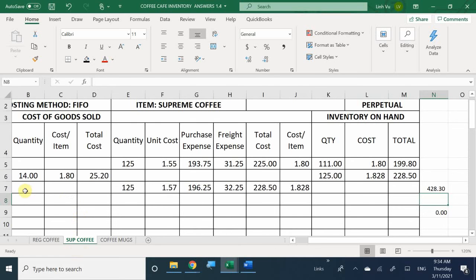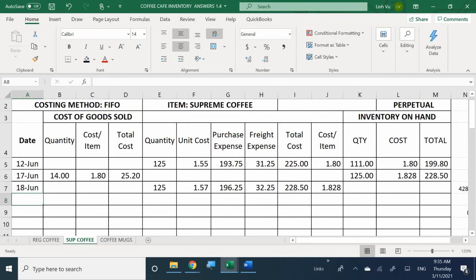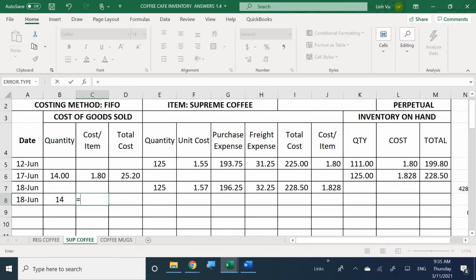All right. So now we're going to go to the Supreme Coffee. How many pounds did we use? We used 14. What was the date on this one? 18. We used 14. All right. At what cost per item are we going to use? 1.828. What costing method are we using? FIFO. You have to use the first batch first. So in this case, not the 1.82. That's last, right? So we're going to use the first batch.